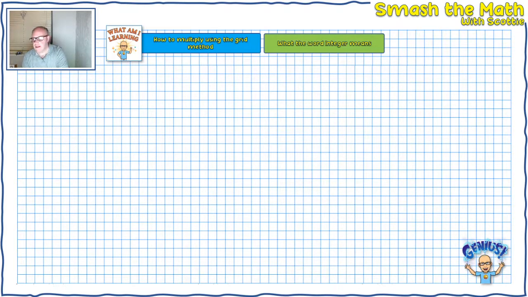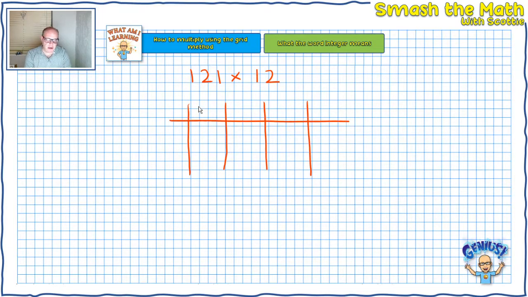Okay, so let's do one more example. Let's do 121 times 12. Okay, we're going to write a grid. Now, if you notice, we've got hundreds here, so it doesn't matter which way you put these, but I'll show you. So I'm going to need a bigger grid, and I'll explain why in a minute.